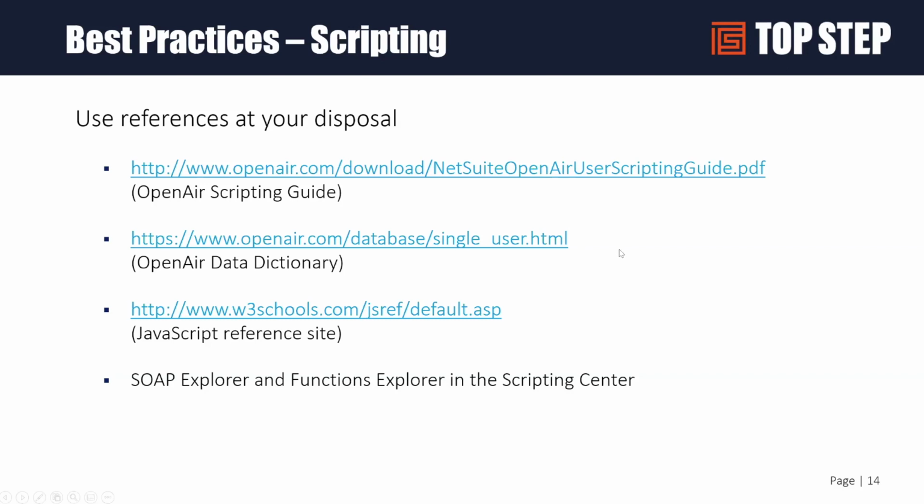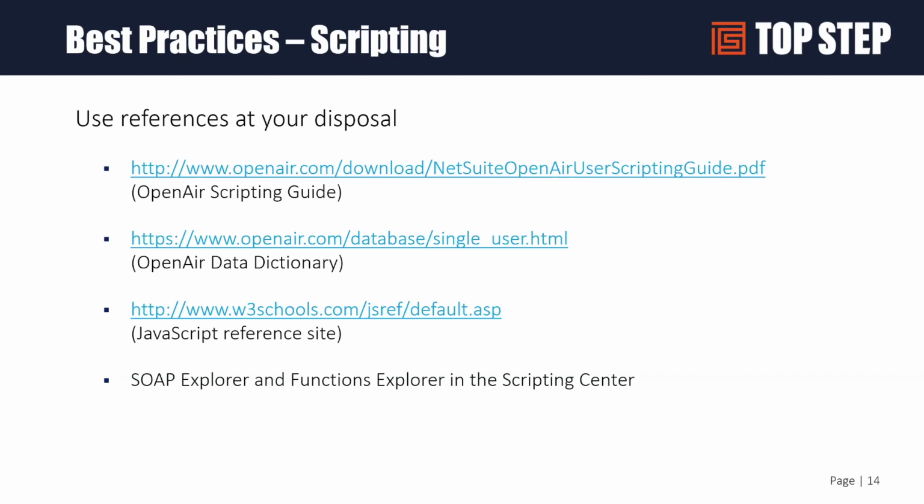The second one is OpenAir's Data Dictionary. This is also pretty useful, but it can be pretty overwhelming. There are hundreds of tables that make up OpenAir's behind-the-scenes application. This shows you all of them and all of the fields associated with each one. That's one where I would just be a little bit careful because it can be a little bit intimidating when you first open it. And then if you need a good JavaScript reference site, there's one listed here.